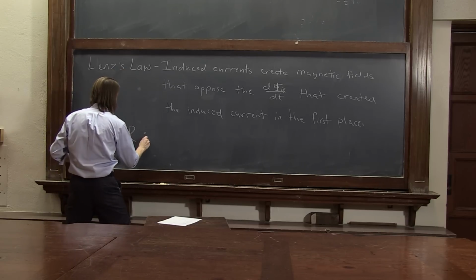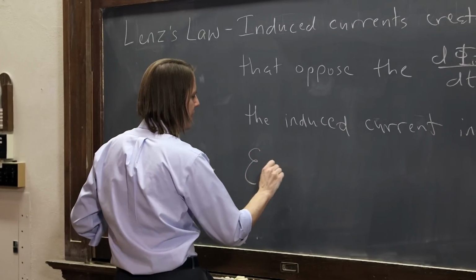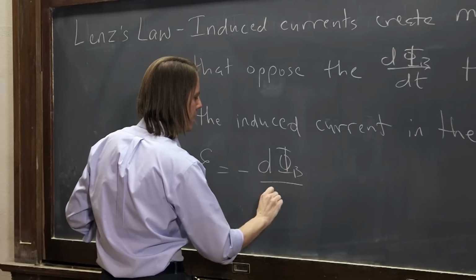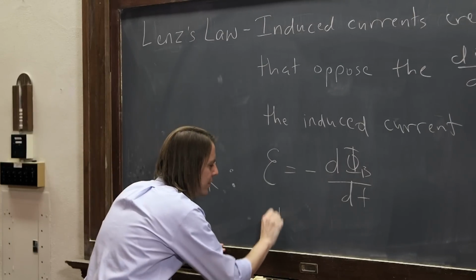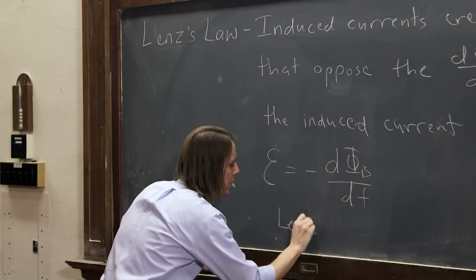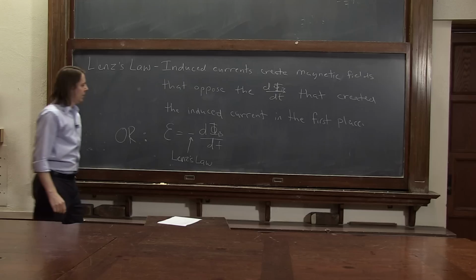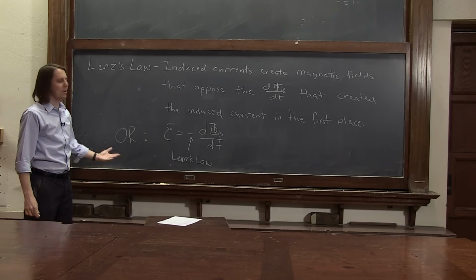Here's another way to state it. The EMF is minus dΦB/dt. You can write that. You can write Faraday's law, and you can say this. Lenz's law is just the fact that there's a negative sign there. It's just a way to keep up with that.